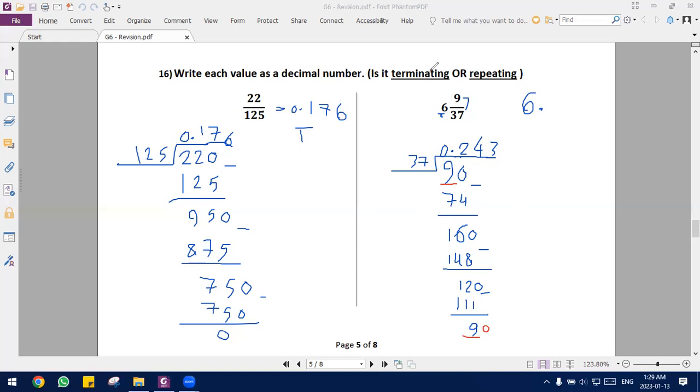So do we have to complete? No, it's repeating. So we take the decimal values 2, 4, 3, and all of those 3 numbers keep repeating. So we put a line on them. It means 6.243, and it continues. So we say it's repeating.